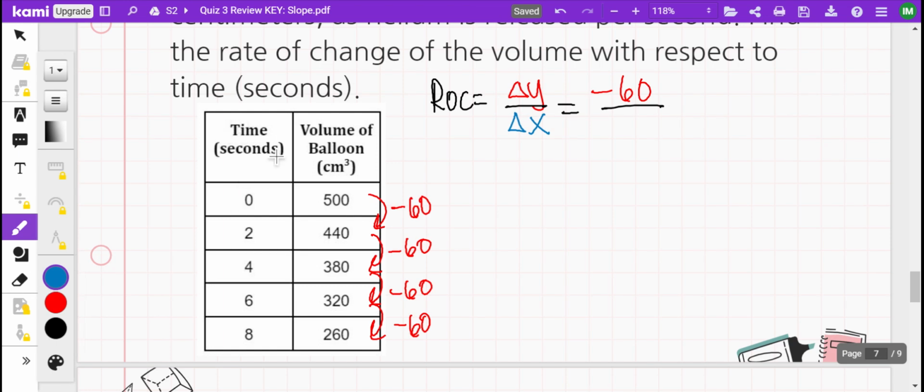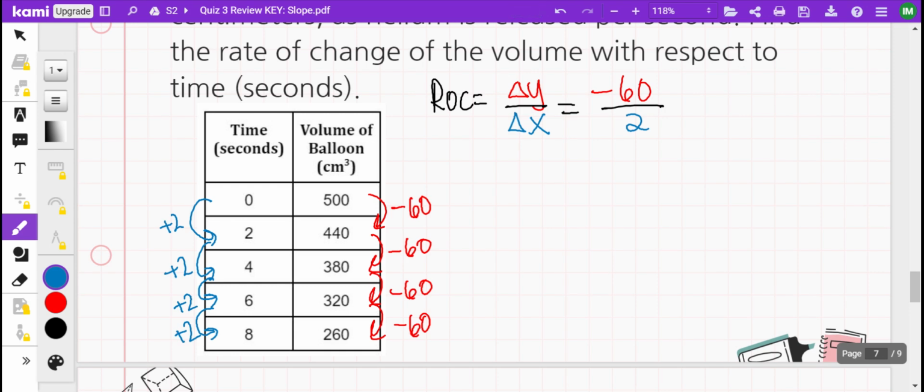For x, remember x represents time, seconds. So from 0 to 2, we're adding 2 seconds. From 2 to 4, we're adding 2 seconds. 4 to 6, we're adding 2 seconds. And 6 to 8, adding 2 seconds. So we always get the same. It's 2 seconds, so our change in x is 2.